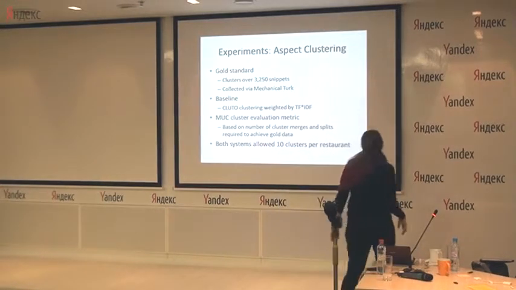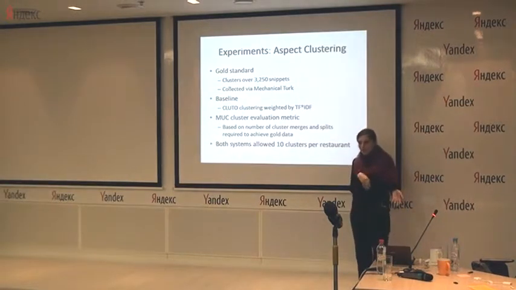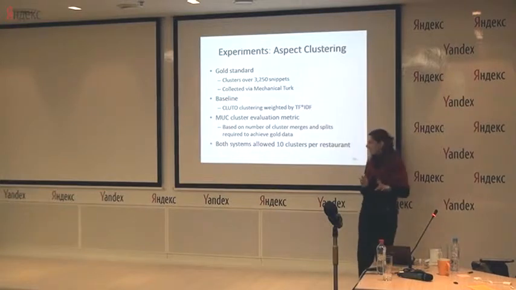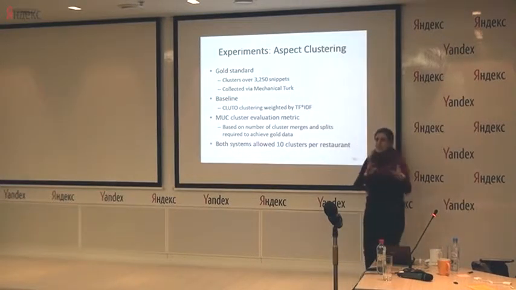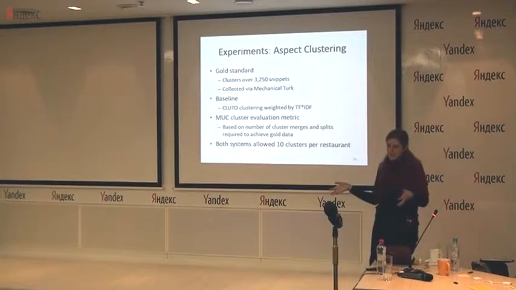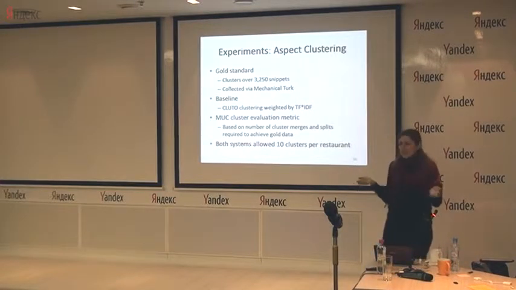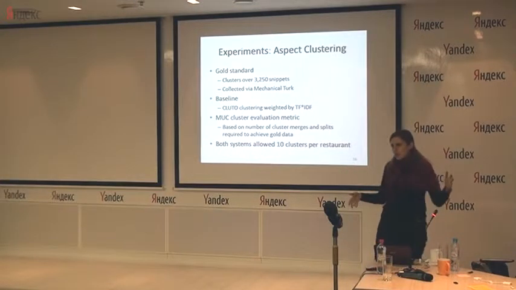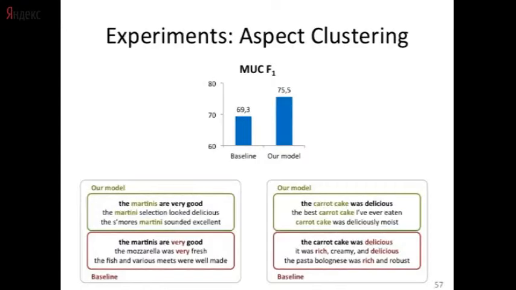What we did, okay, there is a sticking point, which is how many clusters you generate per restaurant. Then you can do a non-parametric model. We decided here to save ourselves the pain, and we just decided we're going to generate 10 clusters, both for the system and for the baseline. And I think the reason we came up with this magic number 10 is we looked at what humans generated. It was very close to 10.